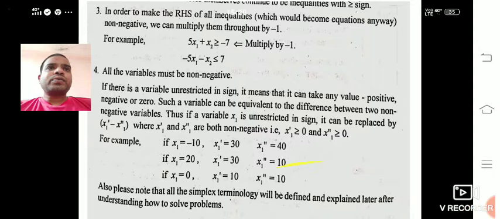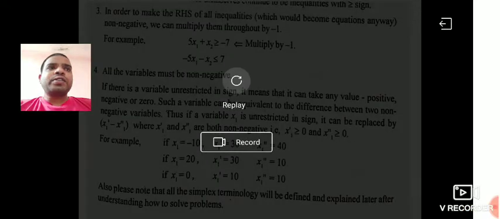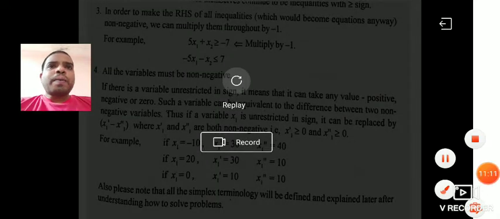Okay, this is all the introduction part. Next we are going to solve the problems by using the simplex method.